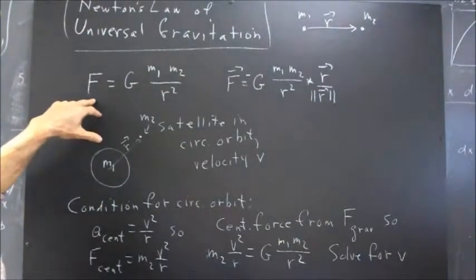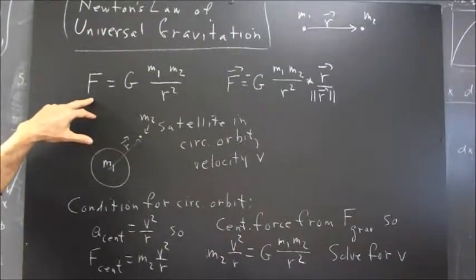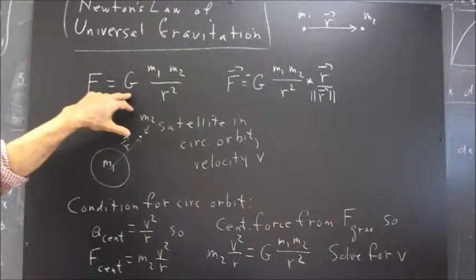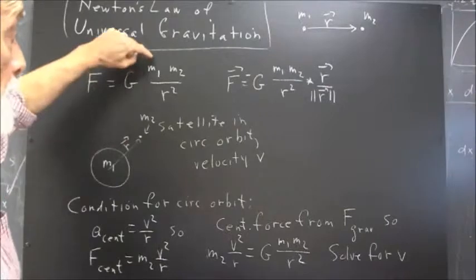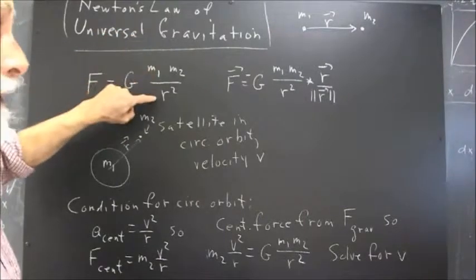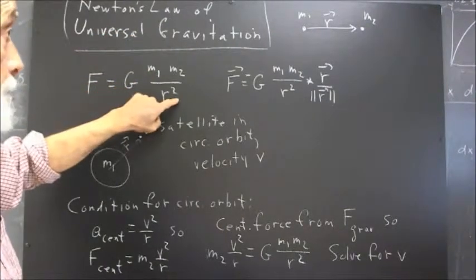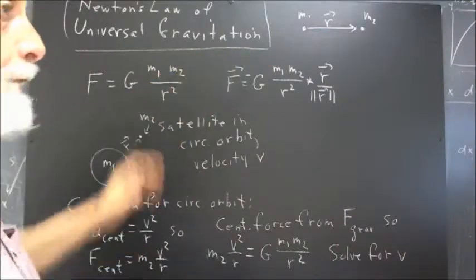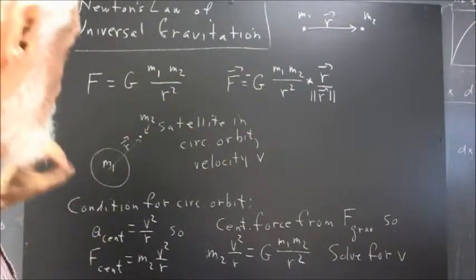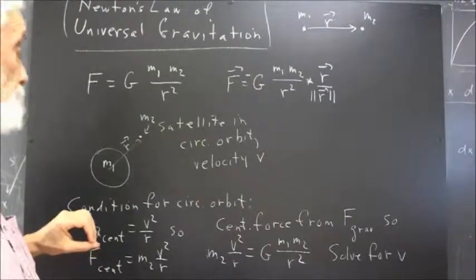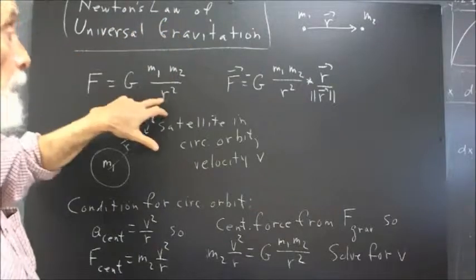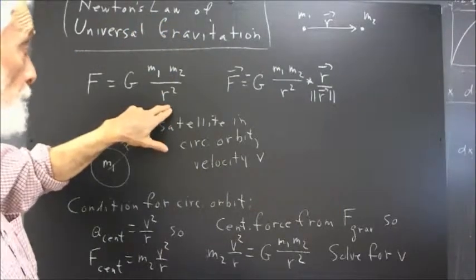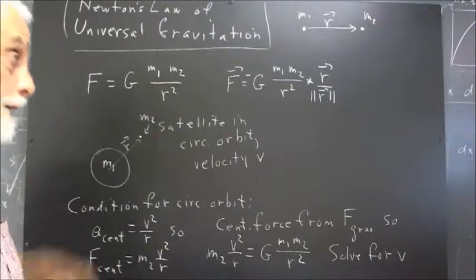In this situation, the force of attraction between the two objects is G, which is a universal constant, the universal gravitational constant, multiplied by the product of the two masses divided by the square of the separation of the two masses, or of the centers of the two masses if you've got spherically symmetric masses. So force is proportional to the product of the masses and inversely proportional to the square of their separation, and G is your proportionality constant.